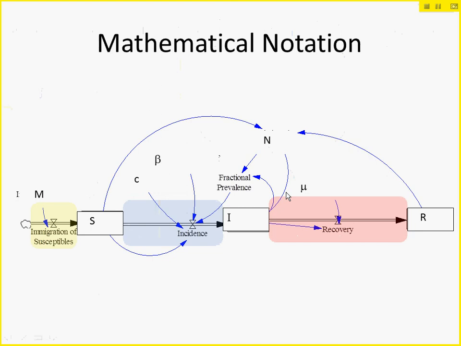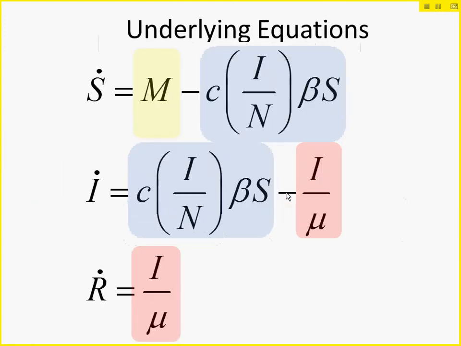It's associated with a negative polarity with the associated stock. So the larger the incidence rate of people per unit time, the lower the net rate of change of S. So this is an example of the underlying mathematics of this.